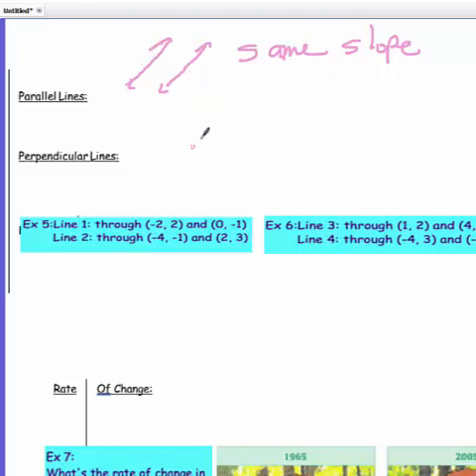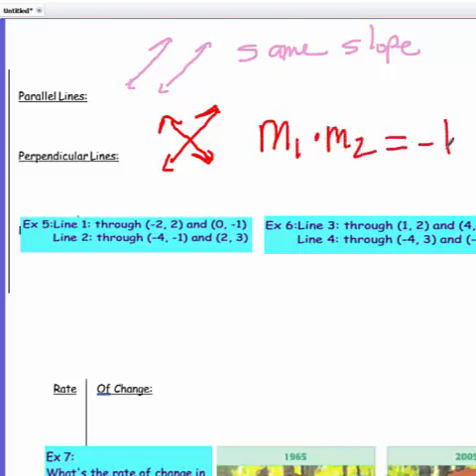All right, perpendicular lines. Well, we know that they have to cross at a 90-degree angle. So whatever their slopes are, if I take the slope of 1 times the slope of 2, they have to equal -1. So if the slope of the first line is equal to -3/2, the slope of the second line has to be the inverse. Not only the inverse, but the negative reciprocal.